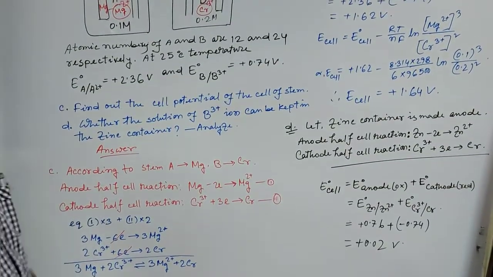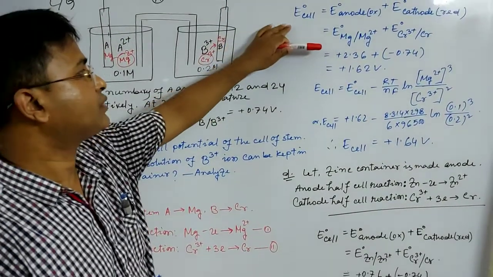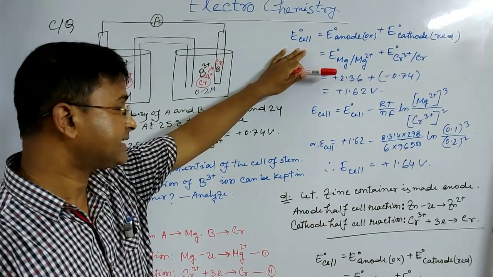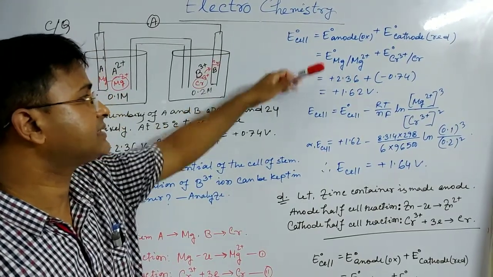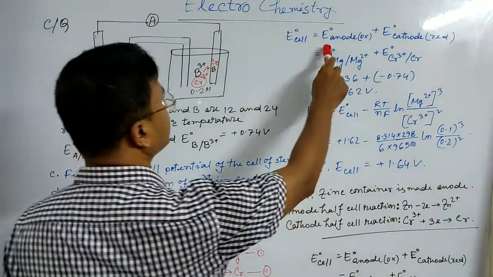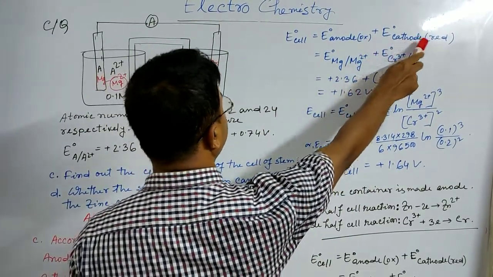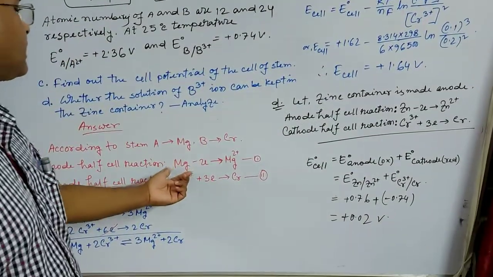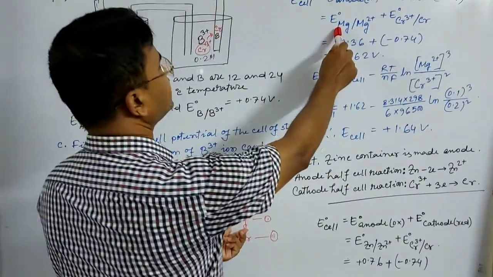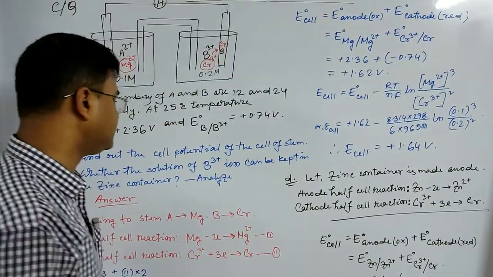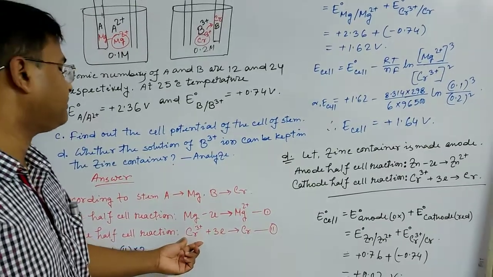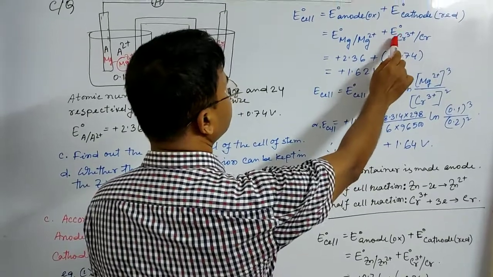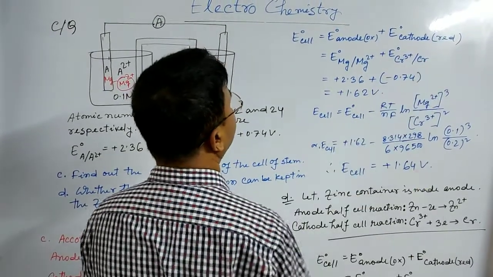Then I have to write the equation for calculation of the standard cell potential. We know that standard cell potential equals standard anode oxidation potential plus standard cathode reduction potential. In the anode, magnesium converts into magnesium 2 plus. That's why I have written here magnesium oblique magnesium 2 plus. And in the cathode, chromium 3 plus converts into chromium metal. That's why I have written here E naught chromium 3 plus oblique chromium.